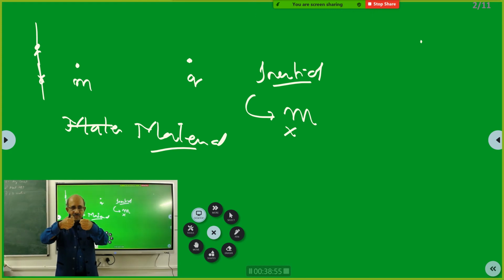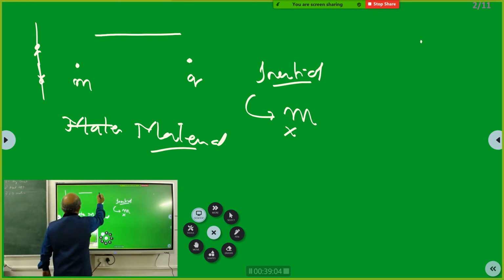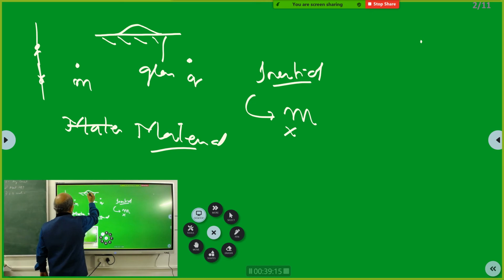Students, see, that's what I said. Physics is not in words. Physics is in action. Now see, supposing this is a glass surface. I have kept a drop of water on the glass. Can you see? What is this? Drop of water.